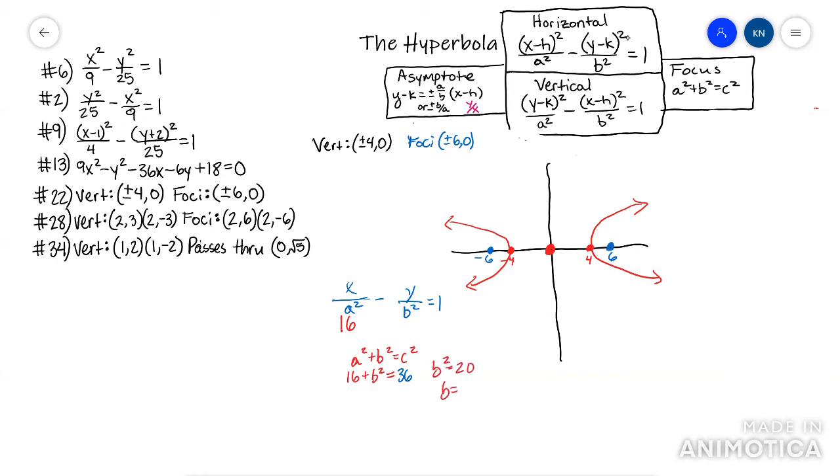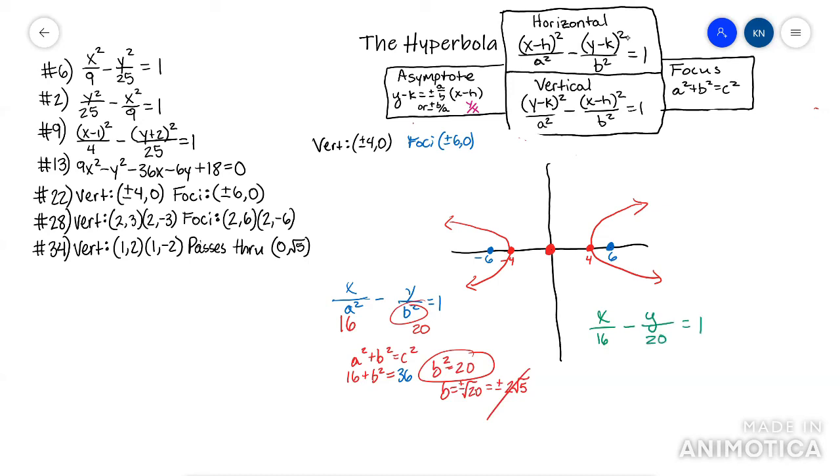So b must equal plus minus root 20, which is plus minus 2 root 5. But you don't even really need to know what b is, because for your equation you care what b squared is, 20. So my final equation here would be x squared over 16 minus y squared over 20 equals 1.